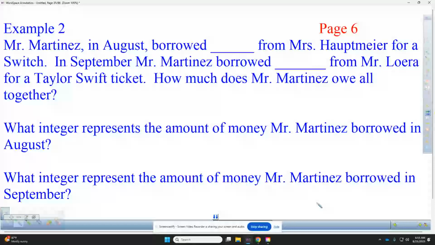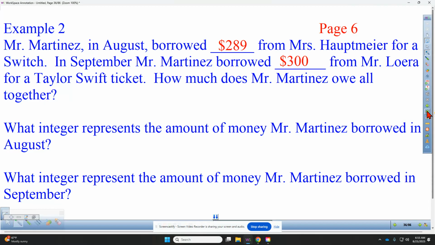Hello, today we are doing Module 1, Page 6, Example number 2. We're talking about Mr. Martinez. In August, he borrowed, how much did he borrow? He borrowed $289 from Mrs. Hotmeyer for a switch.